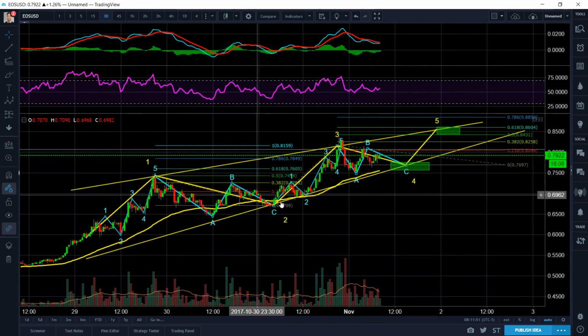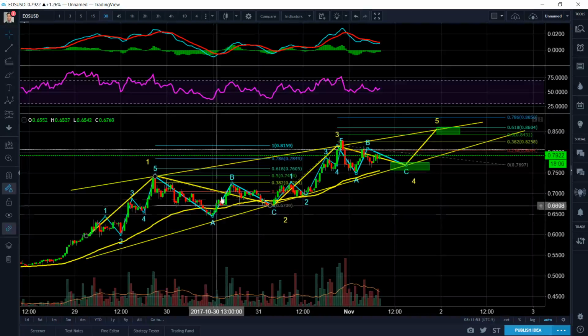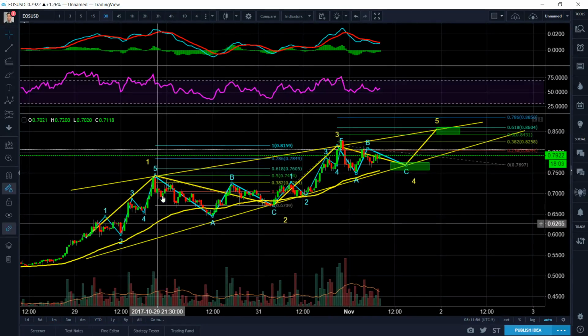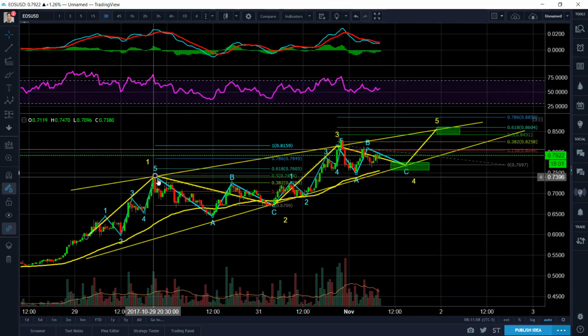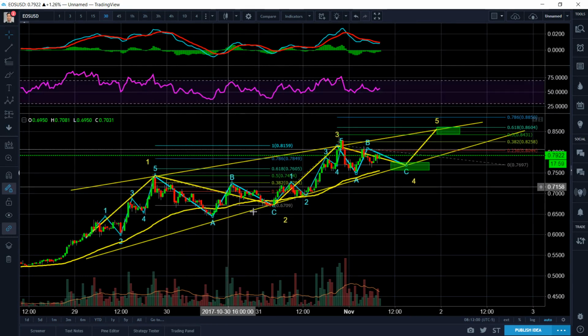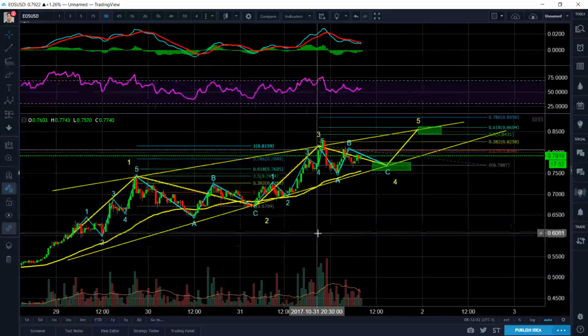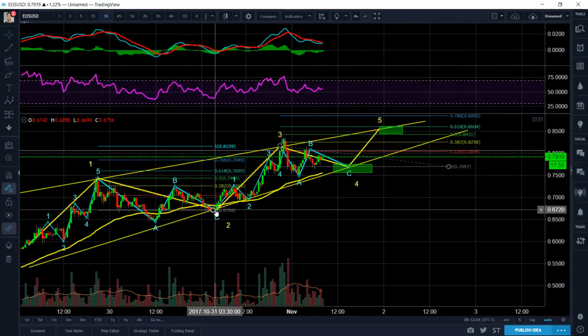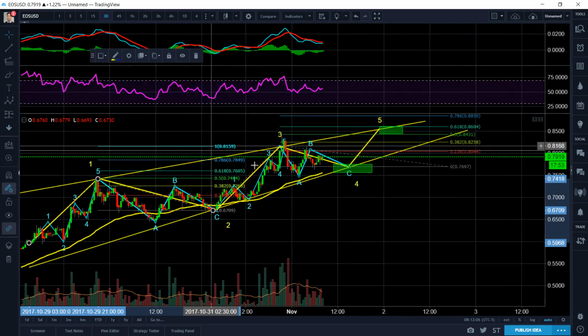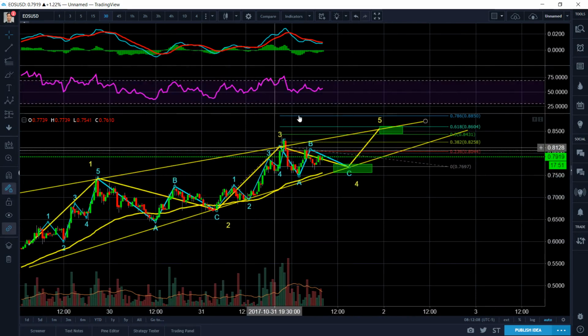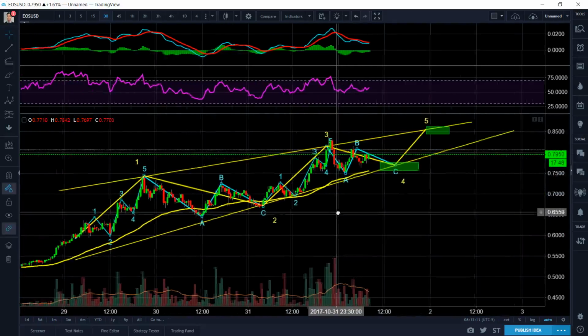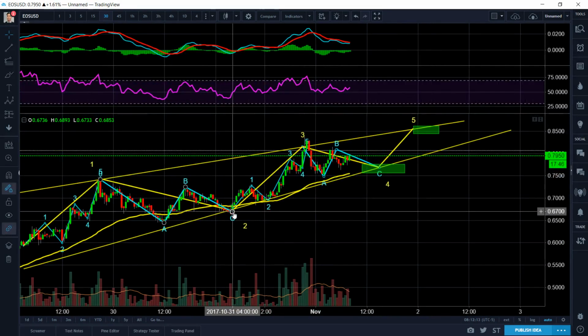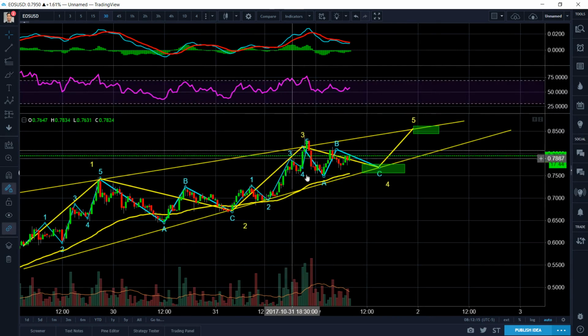From wave 1 to 2, we usually just have a typical A, B, C correction. It can be longer, but just for simplicity's sake, I'll just make it A, B, C. There's a lot of W, X, Ys and stuff in here as well, but we're not going to get into that. And then from wave 2 to 3, okay, guys, we actually have 5 waves. Count with me. 1, 2, 3, 4, 5.